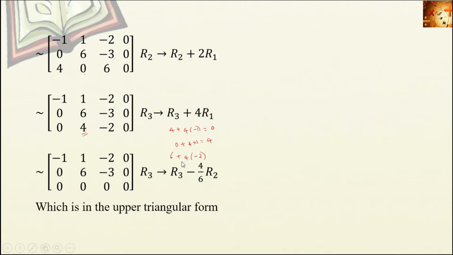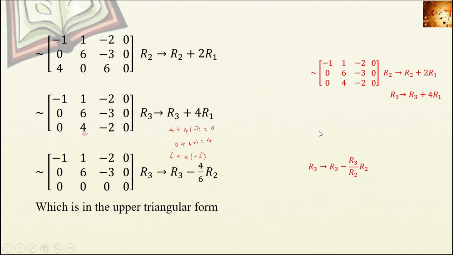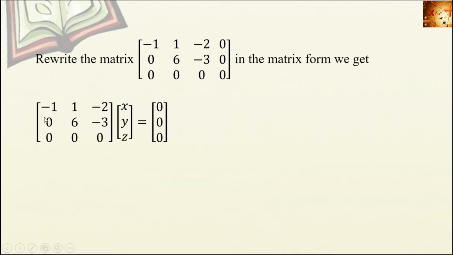Next, transform this matrix into its matrix form. Then the upper triangular form is [-1, 1, -2; 0, 6, -3; 0, 0, 0] times [x; y; z], that is equal to [0; 0; 0]. Then from this we can write the equations. First one: minus 1 into x, that is minus x, plus 1 into y, that is y, minus 2 into z, minus 2z is equal to 0.